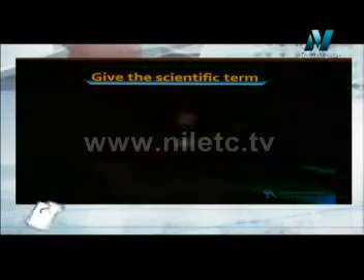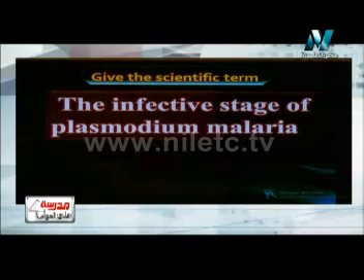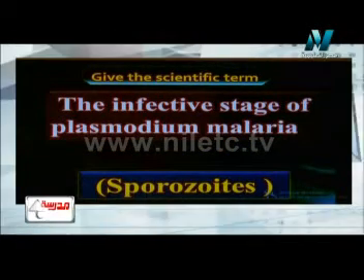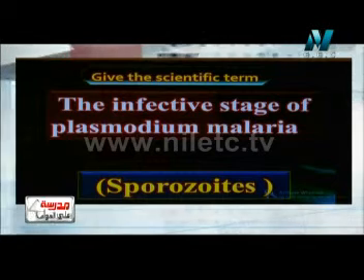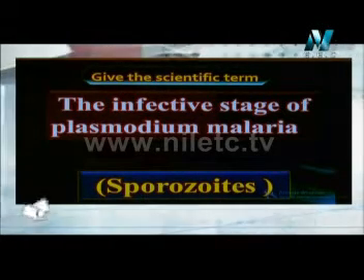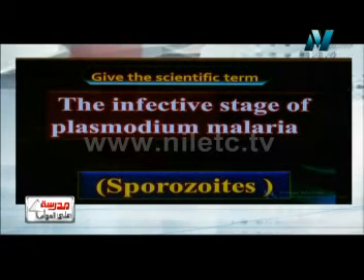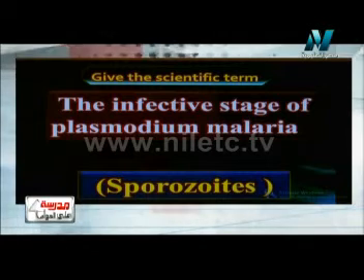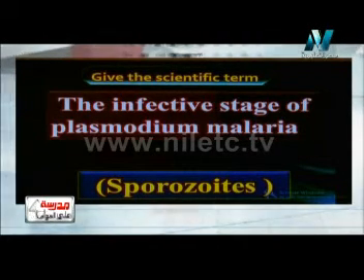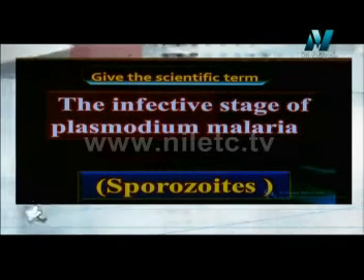The next. The infective stage of Plasmodium malaria. Of course, that's a simple question, because the infective stage is the sporozoites, which transfer from the patient to the healthy person by the infected female Anopheles mosquito. So the infective stage of Plasmodium malaria to the human beings is the sporozoites, but the infective stage of Plasmodium malaria to the female Anopheles mosquito is the gametocytes. The next.